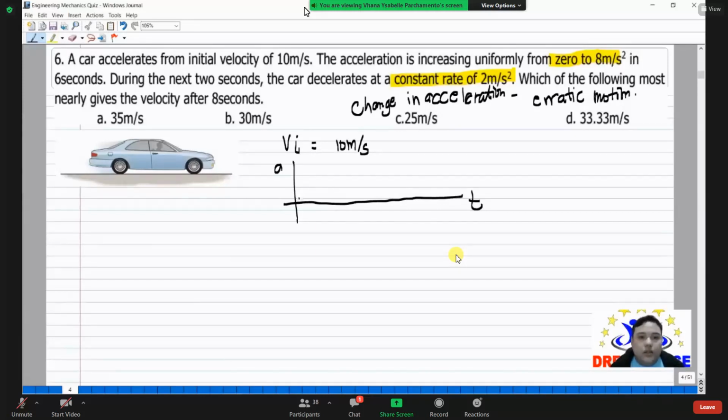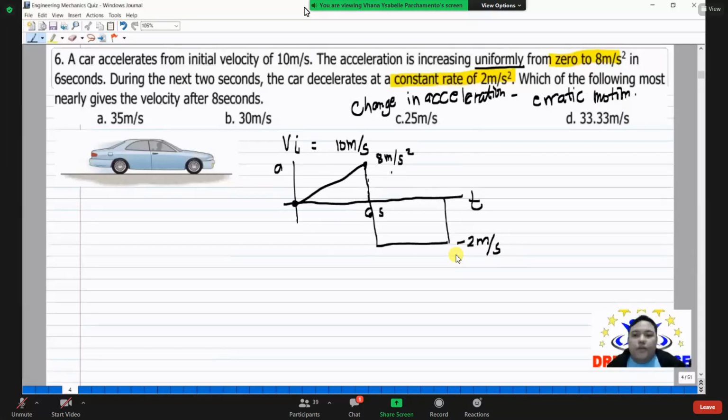So that is from here. Increasing uniformly, ibig sabihin, yung slope niya ay iisa. So linear yung slope. So that is from 0 going to 8 meters per second squared at time t equal to 6 seconds. During the next 2 seconds, bigla siyang nag-decelerate. So from here, 7 to 8 seconds, deceleration of 2. Kapag deceleration, that is negative 2 meters per second.